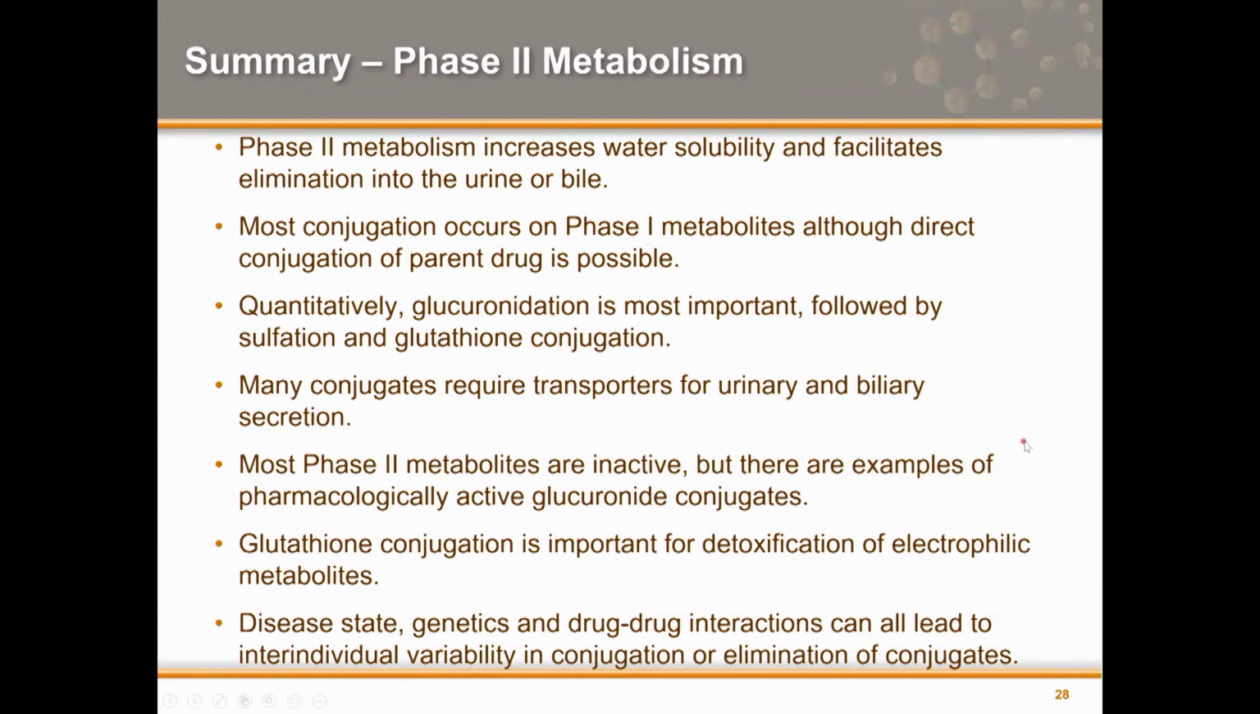Glutathione conjugation is our most important mechanism for detoxifying electrophilic metabolites and preventing toxicity of drugs and other xenobiotics. And we are beginning to recognize that there's quite a bit of inter-individual variability in the glucuronidation and sulfation reactions, both in their formation as well as their elimination. And this can be influenced by disease state. It can be influenced by genetics of the enzymes involved, as well as drug-drug interactions.